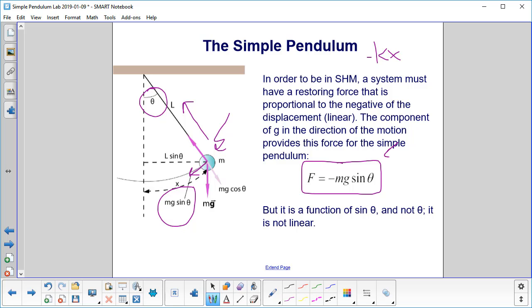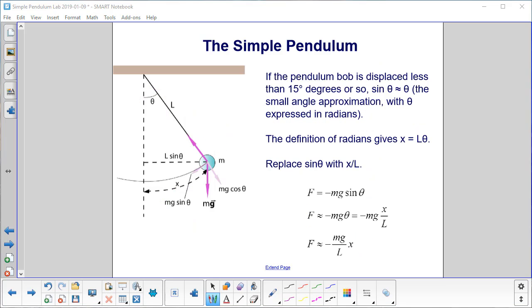Notice that this is not a function of x. It's a function of sine theta. It is not a linear function. Here's F equals kx, that's linear. Sine goes back and forth like that. So what do we do?